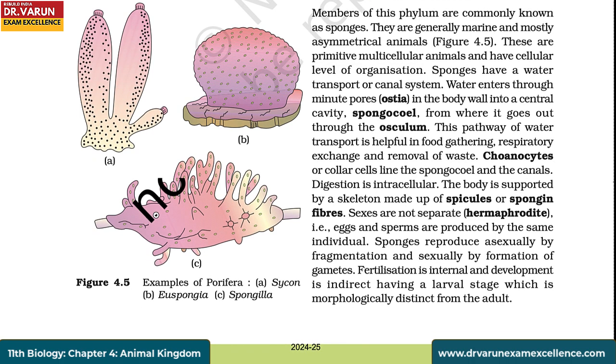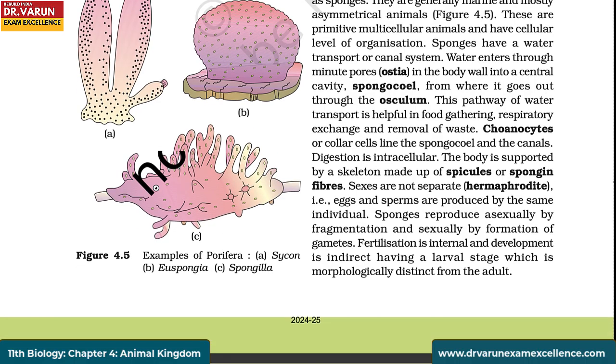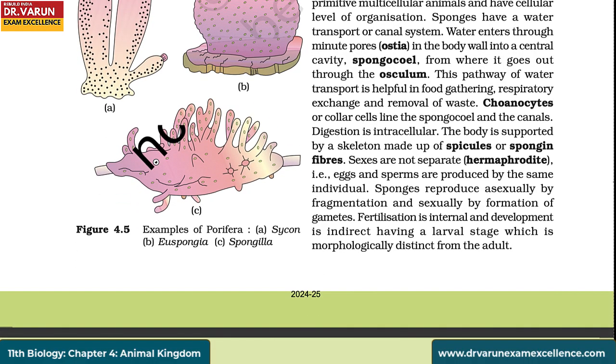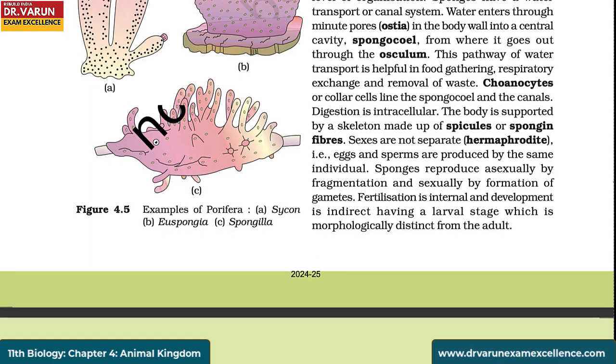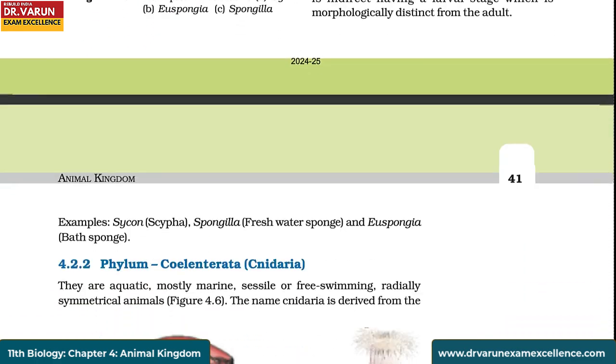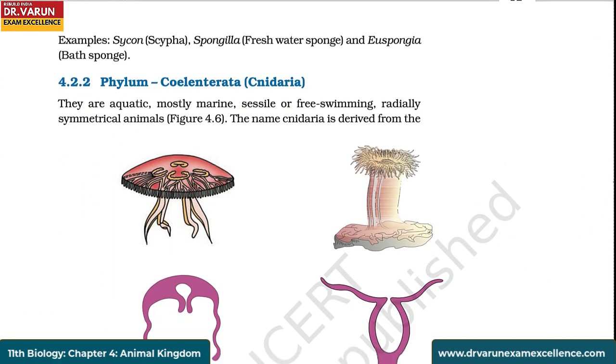Sexes are not separate, that is, they are hermaphrodite, that is, eggs and sperms are produced by the same individual. Sponges reproduce asexually by fragmentation and sexually by formation of gametes. Fertilization is internal and development is indirect, having a larval stage which is morphologically distinct from the adult. Examples: Sycon, Scypha, Spongilla, freshwater sponge, and Euspongia, bath sponge.